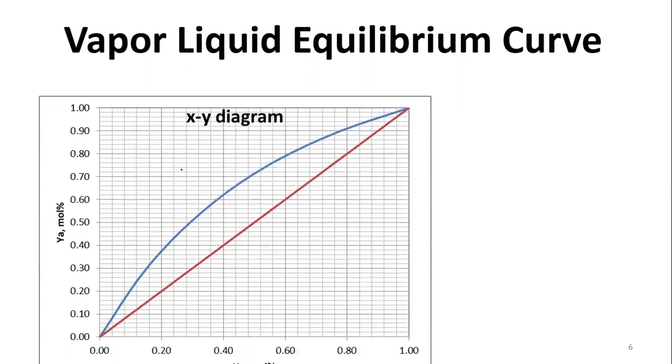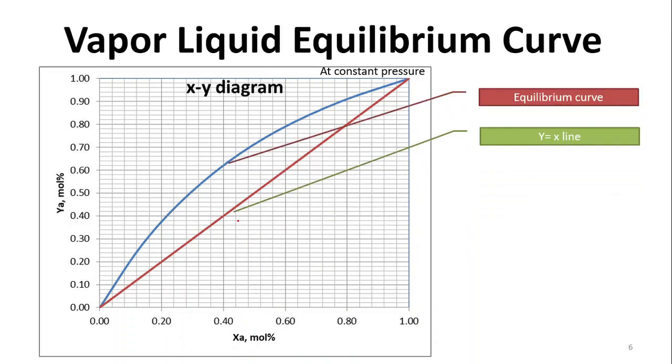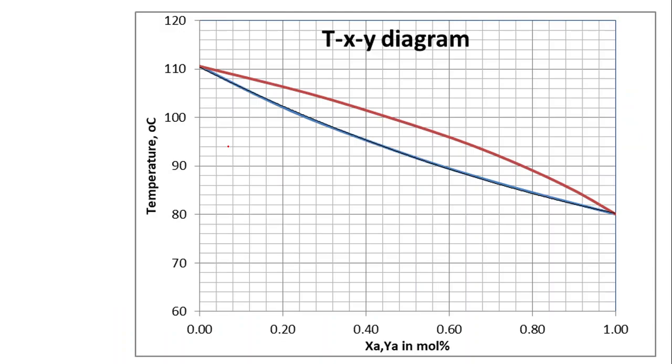And this is the second diagram, the XY diagram. This is the working diagram. Basically we have to use this XY diagram more and more as compared to the TXY diagram. In the XY diagram there are only two lines. It is also generated at constant pressure. This is the y equals x line, meaning the 45 degree line, and this is the equilibrium line where y is a function of x, that is developed from the TXY diagram. So I hope you can understand all these things.